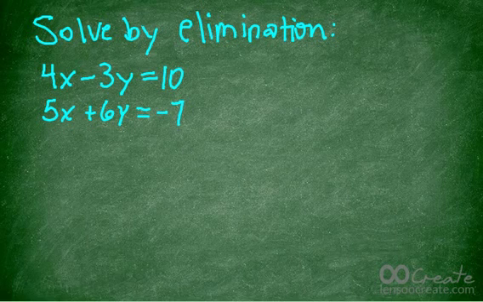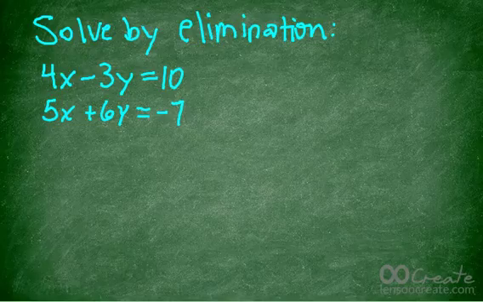Alright, so in this next example, I'm going to be solving it by elimination. Remember, elimination, the key word is eliminate. We're trying to eliminate either the x's or the y's. So we have to look at our coefficients. Does anything cancel out? No. We have a 4 and a 5, which don't cancel out, and we have a -3 and a +6, which also does not cancel out.